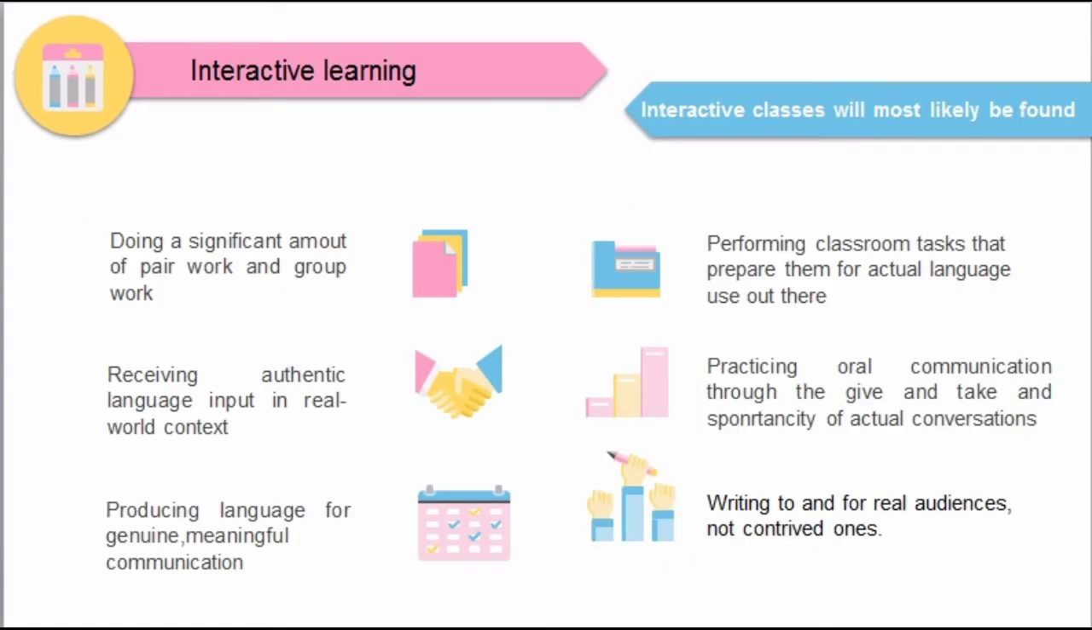The next is about interactive learning. Interactive classes will most likely be found, first, doing a significant amount of peer work and group work. Second, receiving authentic language input in real-world context. Third, producing language for genuine, meaningful communication. Fourth, performing classroom tasks that can prepare them for actual language use out there. The fifth, practicing oral communication through the give and take and spontaneity of actual conversations. And the last is writing to and for real audience, not contrived ones.